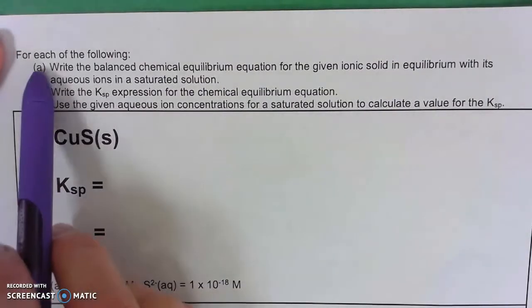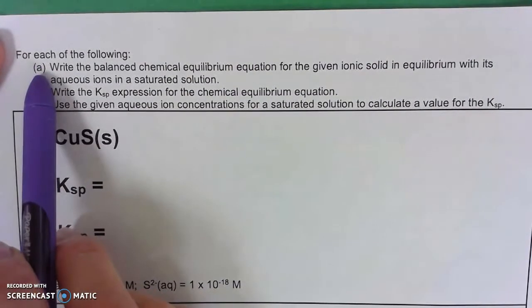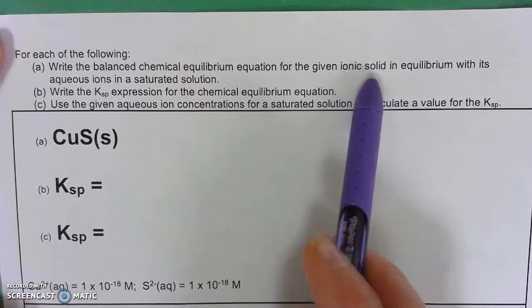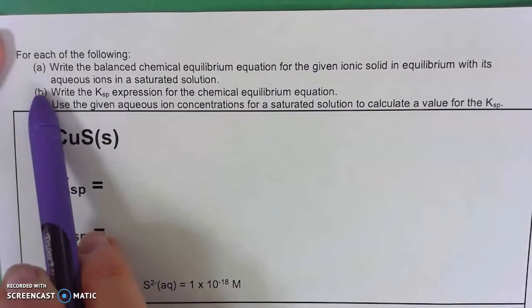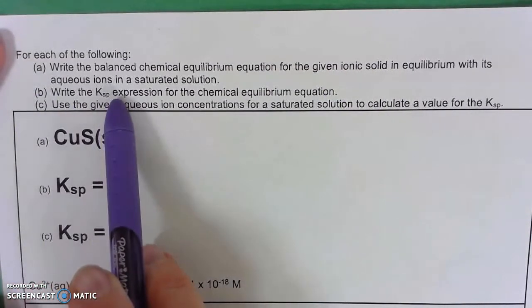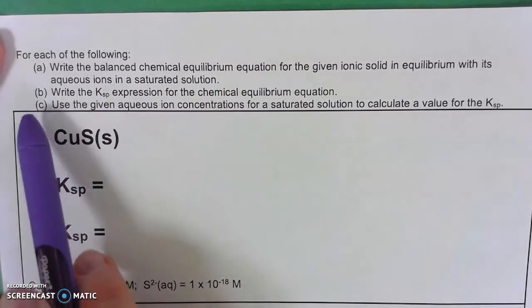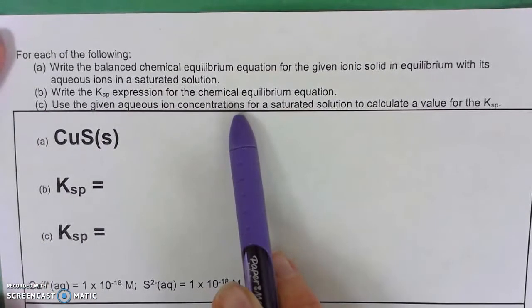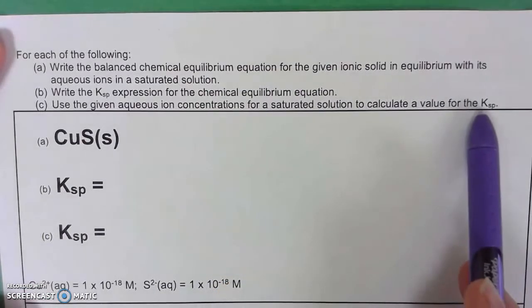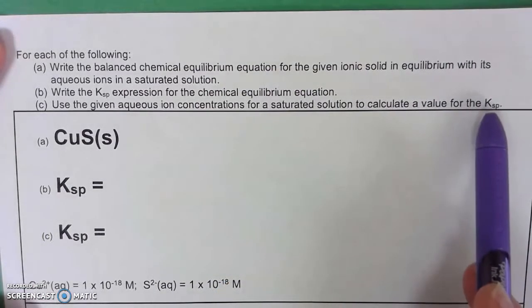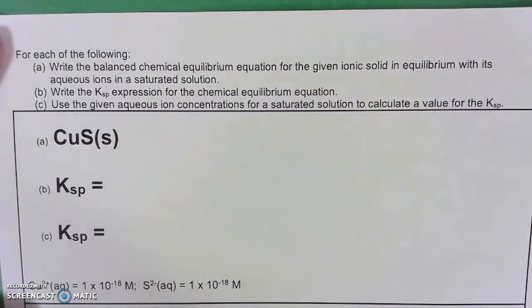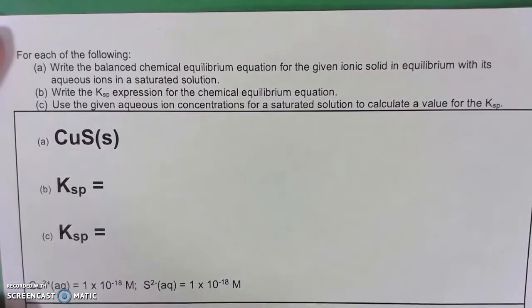Video on equilibrium, we are going to learn to write the balanced chemical equation for the given ionic solid in equilibrium and its aqueous ions. We are going to write the Ksp expression for the chemical equilibrium equation. We're also going to use the given aqueous ion concentrations for a saturated solution to calculate the value of Ksp. Ksp is the solubility product constant, and in equilibrium, it's between a solid and its ions in the solution.